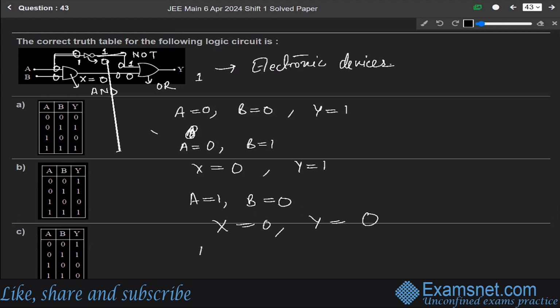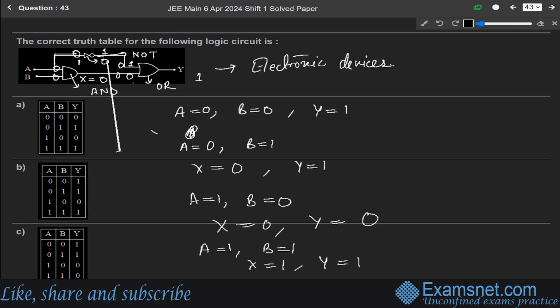Okay. And if we put A equals to 1 and B equals to 1, then X will become 1. Since X is a NAND gate, X will become 1. So if here it is 1, so it will be 0 0 1 again 1. So Y will become 1.